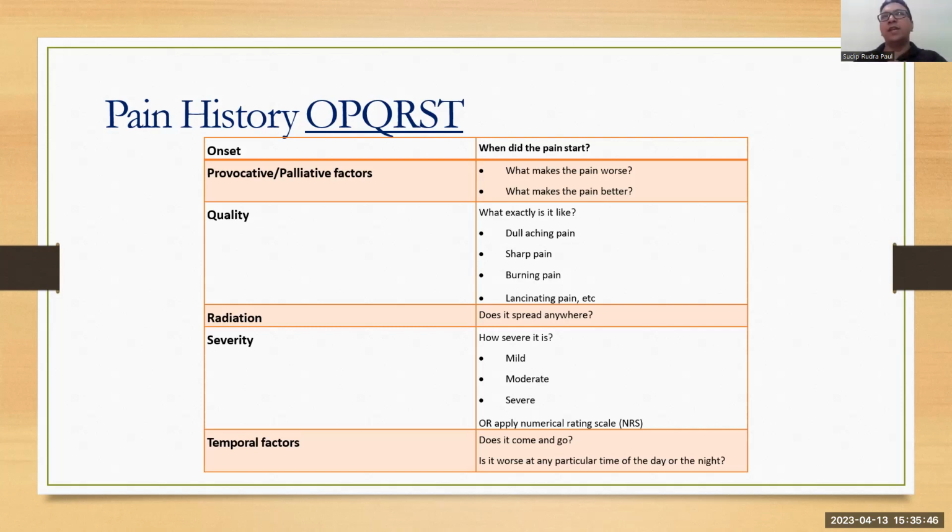Next, T means temporal factor, timing. Sometimes patients say, okay, doctor, whatever medications you have given, I'm totally comfortable. But whenever I try to get out of bed immediately, I feel pain. Whenever my brother tries to do the dressing for my wound, I feel pain. So this is also called incidental pain. This is the temporal factor.